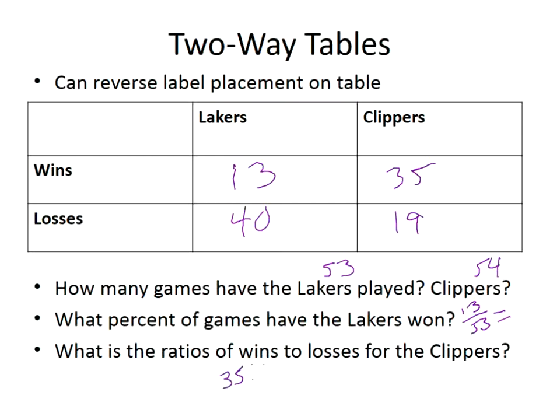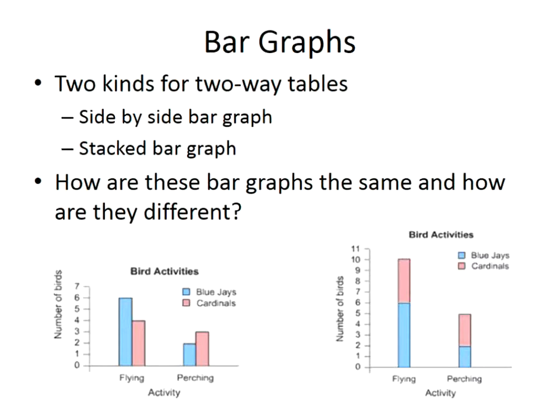35 to 19, excellent. And if I said losses to wins, it would have been 19 to 35. Okay? So some of those things are starting to kind of come back to us in our heads. Okay? And then you guys also talked about bar graphs.